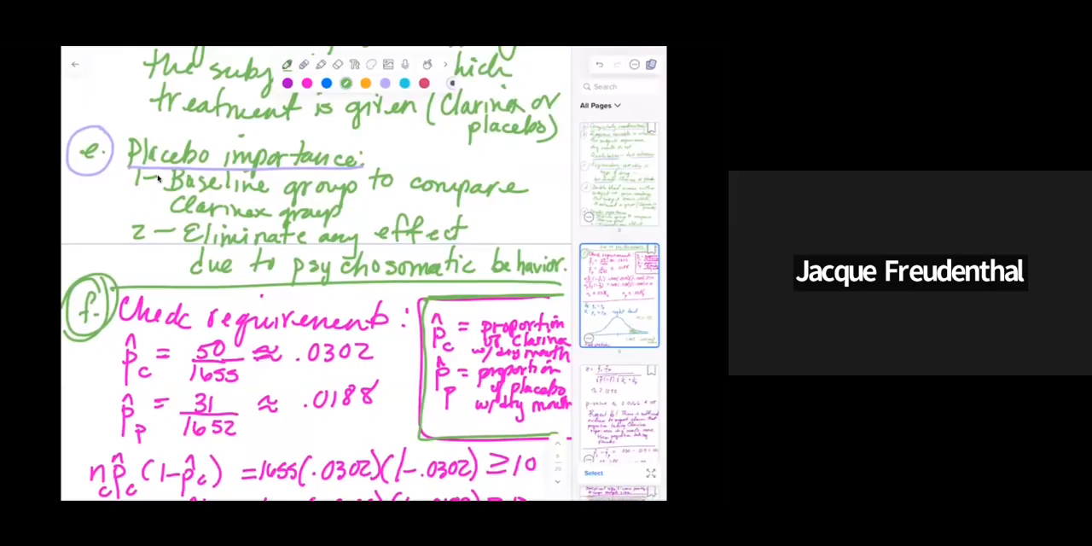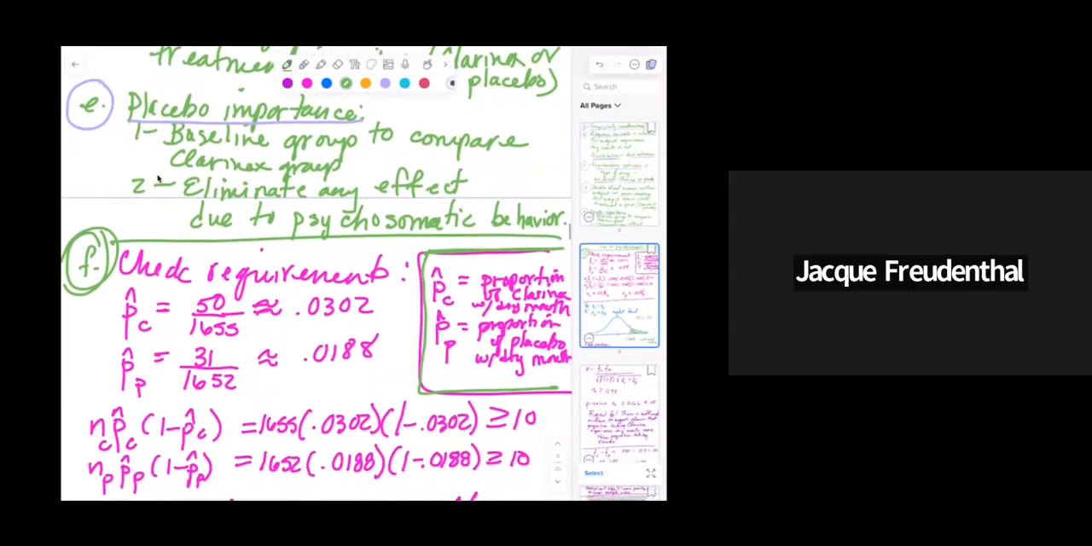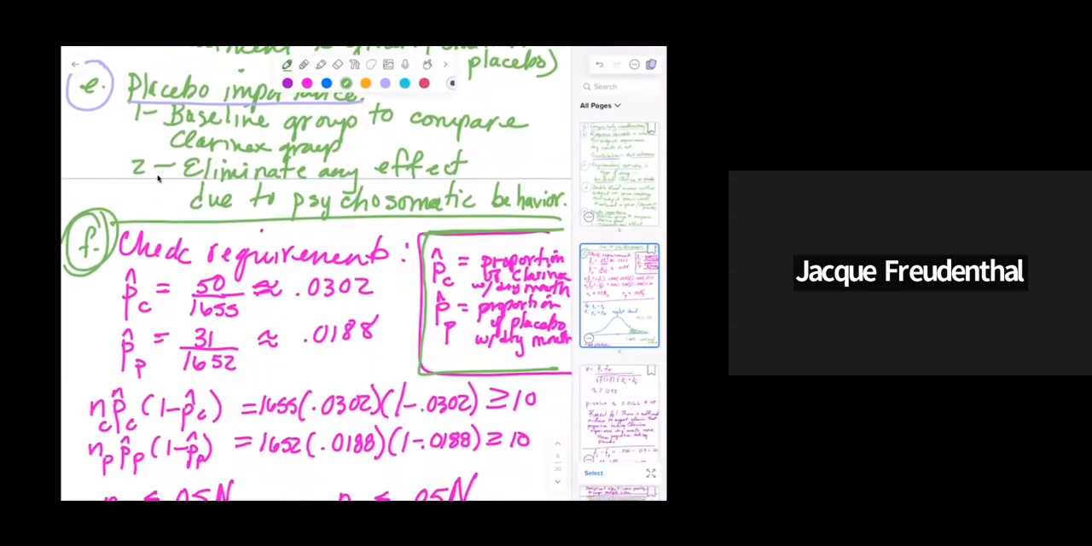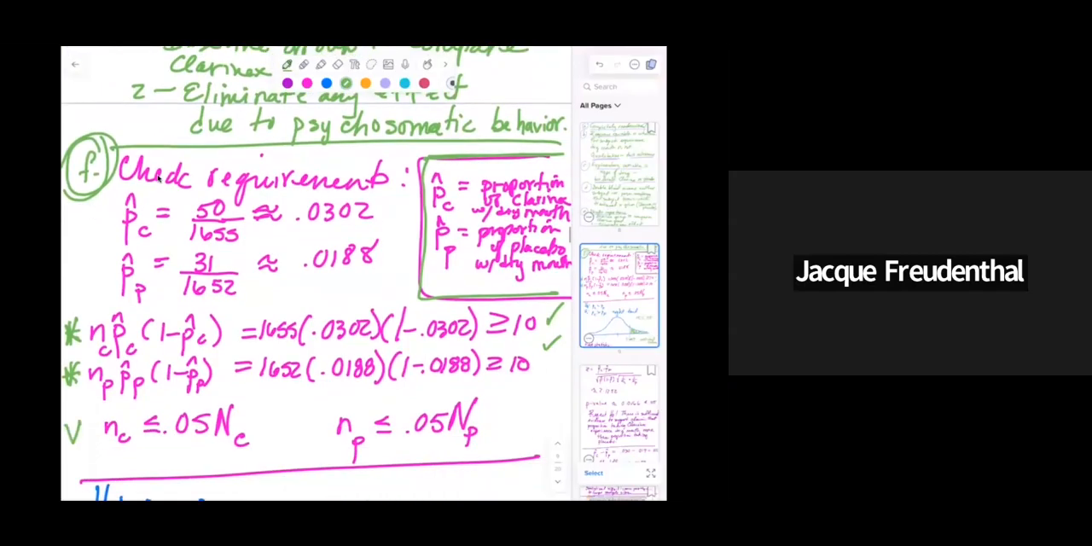So we can calculate those from the information given in the paragraph, and then we check the requirements for each of the samples, making sure those are both greater than 10. Those check out. We also check the sample size, comparing it to the population, 5% of the population. Okay, so all of those check, and now we can move into the normal model.